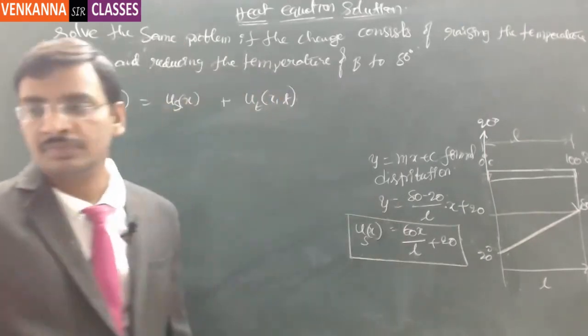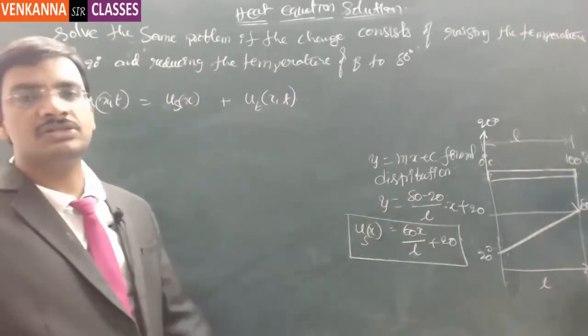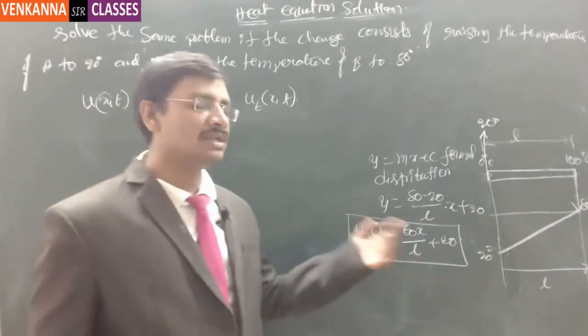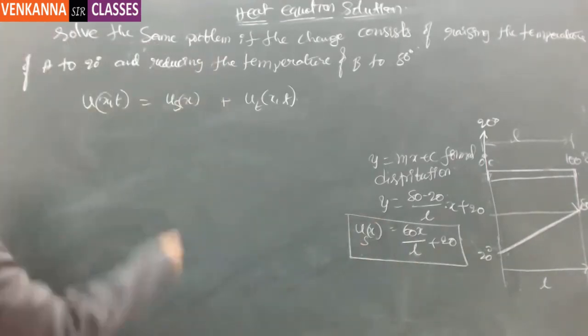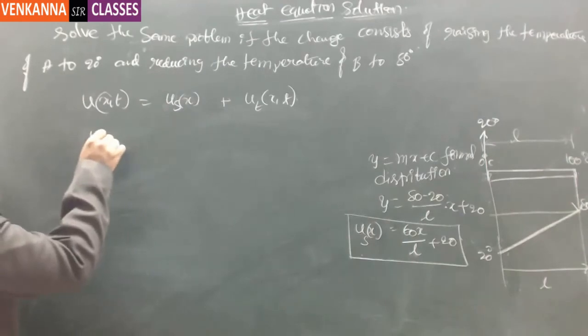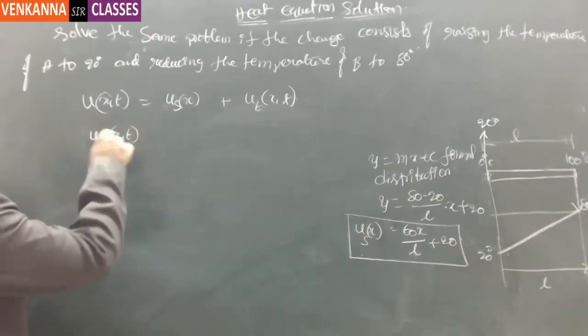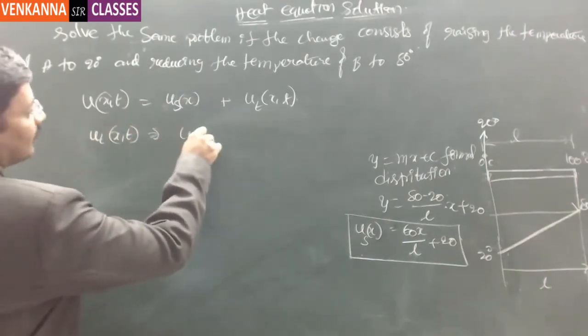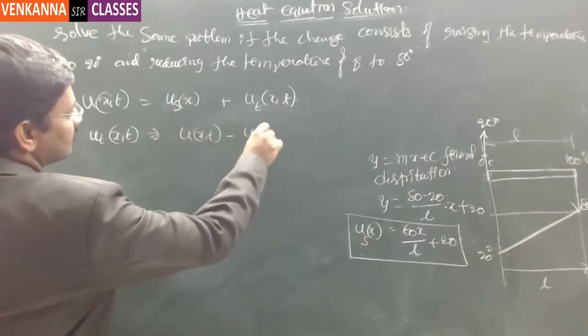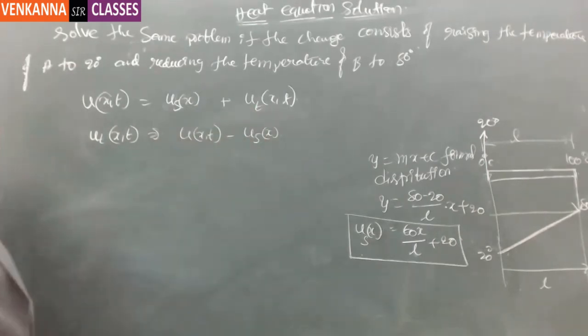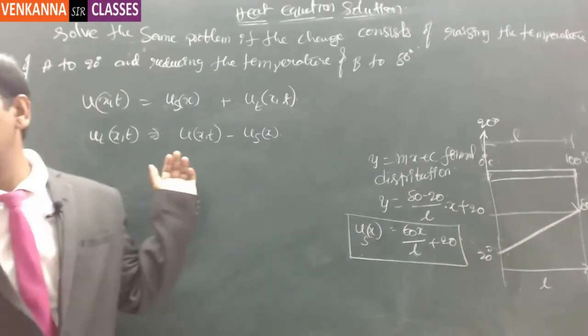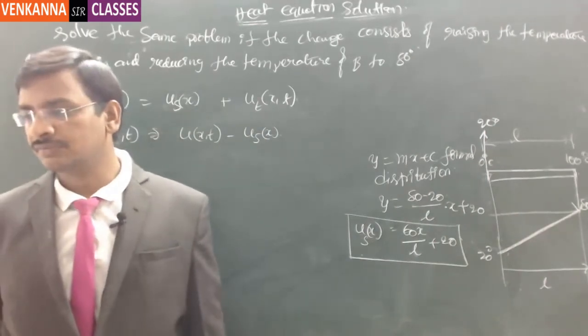Got it? Now for the transient solution, we have to identify the limits. By making this change, you can find out the transient solution. So ut of x comma t, you will be able to find out as u of x comma t minus us of x. So this is how you will be able to find out the initial conditions for this.